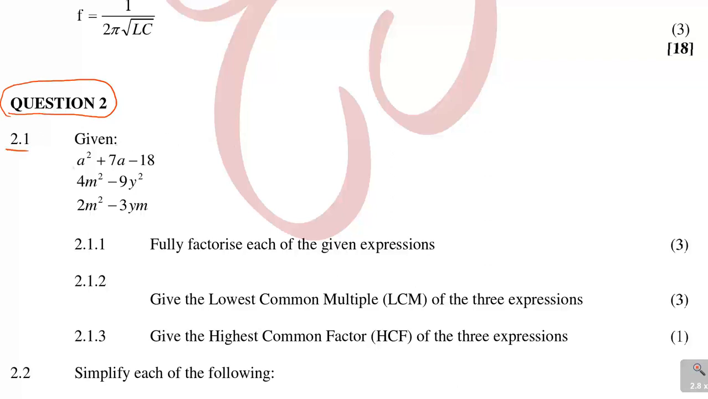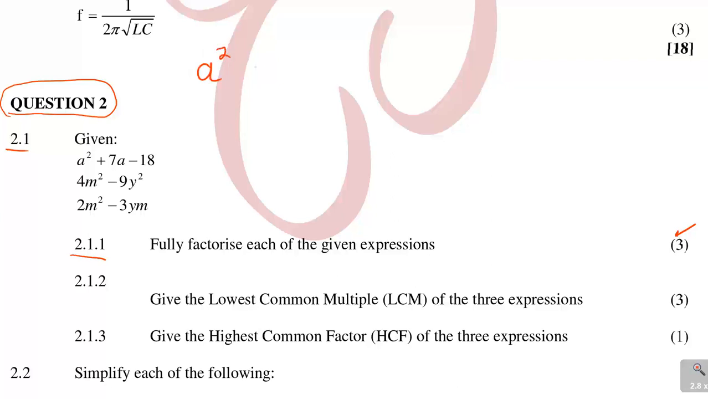2.1 says this is what we're given: a squared plus 7a minus 18, and 4m squared minus 9y squared, 2m squared minus 3ym. Question 2.1 says fully factorize each of the following given expressions. So you get 3 marks for that. I think they were a little bit stingy there, because some of the similar questions can go up to 7 marks. But anyway, let us look at each one of these and see how you can solve them.